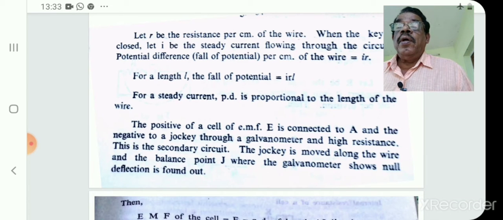So, we read like this: the positive of a cell of EMF E is connected to A, and the negative to the jockey through a galvanometer and high resistance. This is the secondary circuit. The jockey is moved along the wire, and the balancing point is J, where the galvanometer gives no deflection. Null means zero deflection is found. Then EMF of the cell E is equal to the PD of length AJ, L centimeter of the wire.